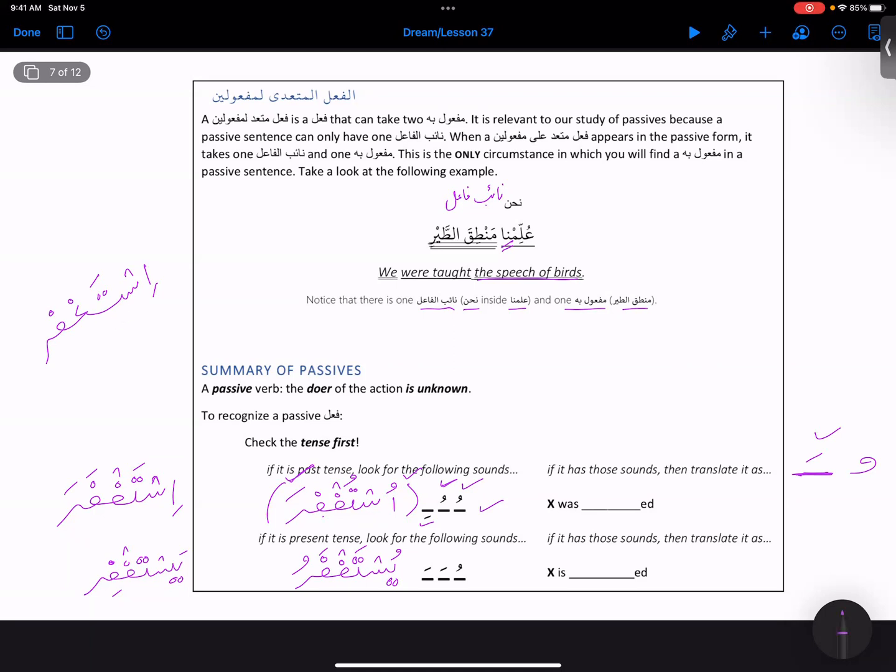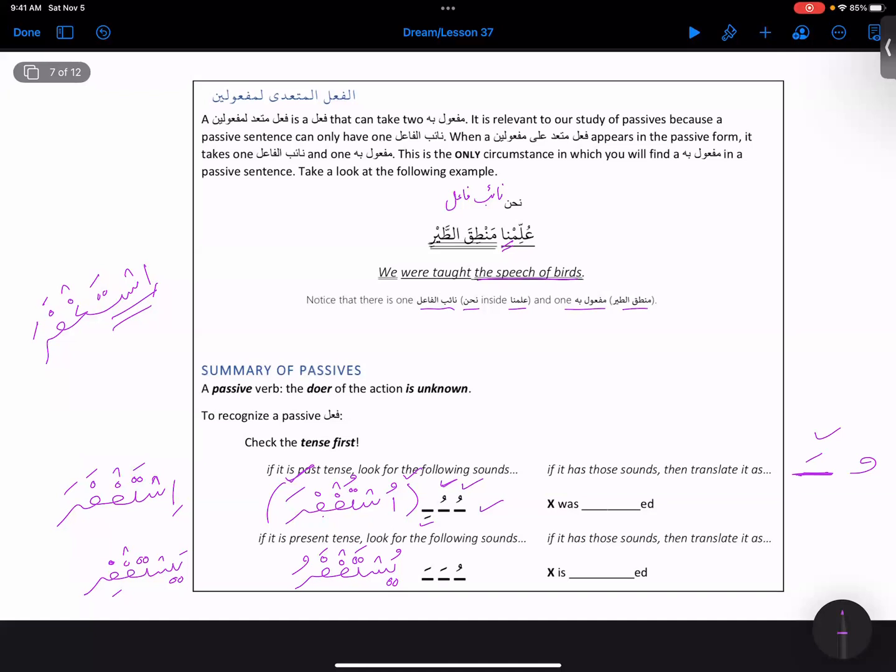Seek forgiveness. Who is seeking? He. Exactly, he sought forgiveness. He is asking for forgiveness, he is begging for forgiveness, he is crying for forgiveness. Okay, because this is the family. This Alif Sin Ta in the beginning gives the meaning of someone begging. So istaghfara.